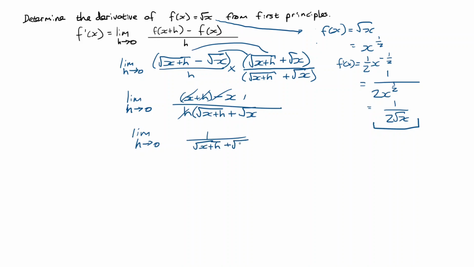razzmatazz on the bottom. And at that point, once you don't have just an h on the bottom, you can let h equal 0. And if I let h equal 0, all I've got is just a root x plus a root x, which is just 2 of those. Just think of a cookie and a cookie, and you've got 2 cookies. So what's my final answer? It's just 1 over 2 cookies. It's 1 over 2 root x.